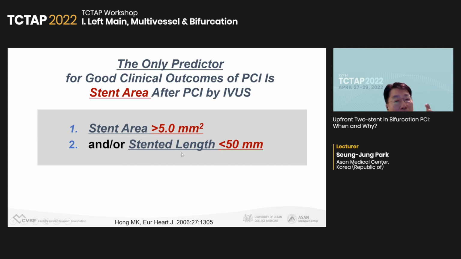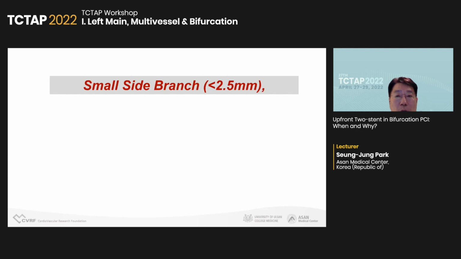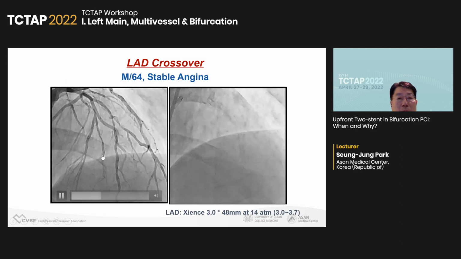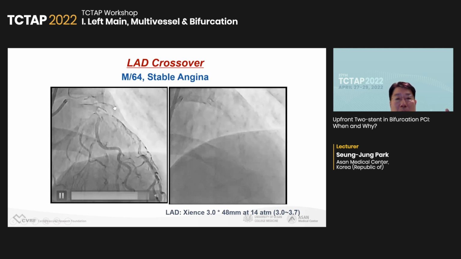If you want to achieve a stent area of 5.0 millimeters square, at least the vessel diameter is more than 2.5. So I would define a big vessel as more than 2.5, with a TLR rate of less than 2%. That is our data. So in case of small side branches, mainly main stent crossover is quite enough, and don't touch the small side branch compromise.